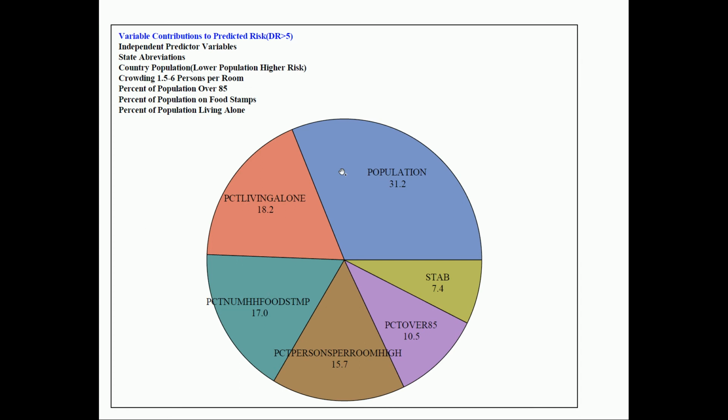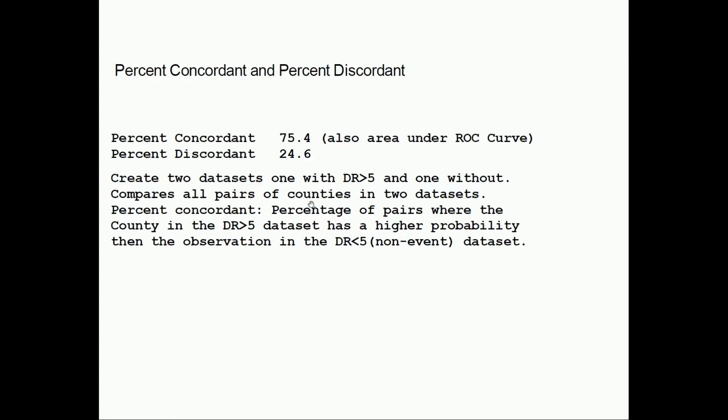I like to look at the highest scores, the highest average scores, and look at the contribution by the different independent variables to the high scores. Population is the strongest independent variable in terms of contribution to the highest scores. The lowest is state, and you can see the next highest is percent living alone, which is non-family households. Food stamps, I think, is next. Persons per room. So this gives you an idea of the weight of the different independent variables.